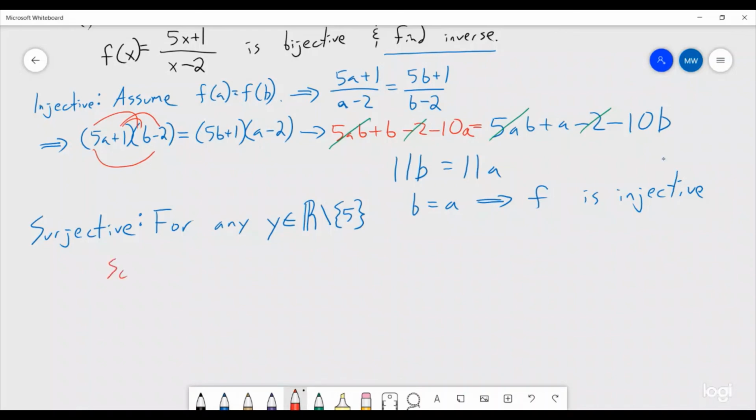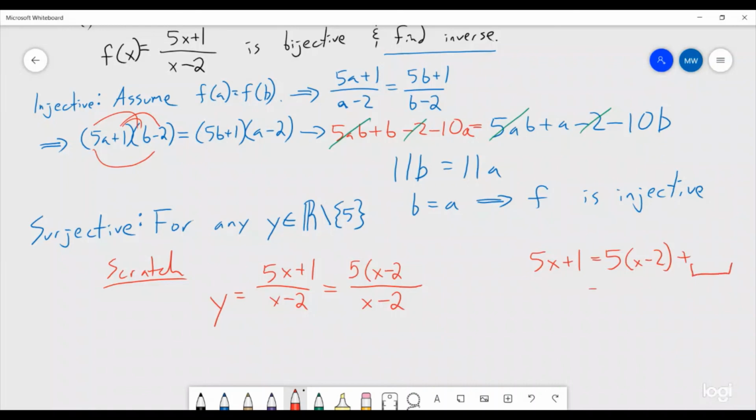So we are going to do this. Everything that I'm going to do in red is going to be our scratch work. This is not part of the proof. This is just our work to figure out what x we need to pick. So we are going to say that y is equal to 5x plus 1 over x minus 2, and we are now going to try and solve for x. If we want everything over x minus 2's, on the top we're probably going to want to rewrite 5x plus 1 so it's in terms of x minus 2's. So 5 times x minus 2 is 5x minus 10, so we would need to add 11. So we can rewrite 5x plus 1 as 5 times x minus 2 plus 11.